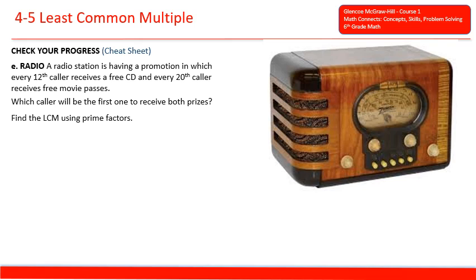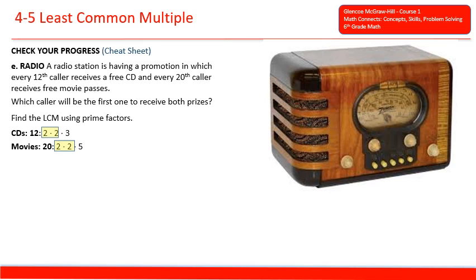So we're going to use least common multiple to find out which caller is the lucky one that gets both prizes. The prime factors of 12 are 2 times 2 times 3, because we know 3 times 4 or 4 times 3 is 12, and the prime factors of 4 is 2 times 2. And then movies, we get 20, right? 20th caller. So we know 4 times 5 is 20, but 4 isn't prime. So we have 2 times 2 times 5, and that's the prime factorization of 20.